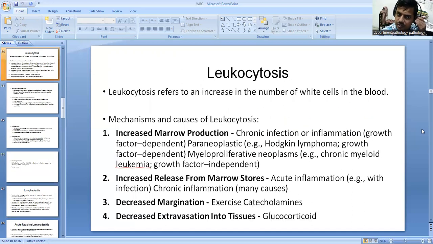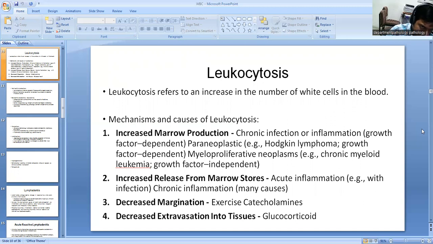Leukocytosis refers to an increase in the number of white cells in the blood. Mechanisms and causes of leukocytosis: increased marrow production, increased release from marrow stores, decreased margination, and decreased extravasation into tissues. Increased marrow production: chronic infection or inflammation, growth factor dependent; paraneoplastic, for example Hodgkin lymphoma; and myeloproliferative neoplasms, for example chronic myeloid leukemia.